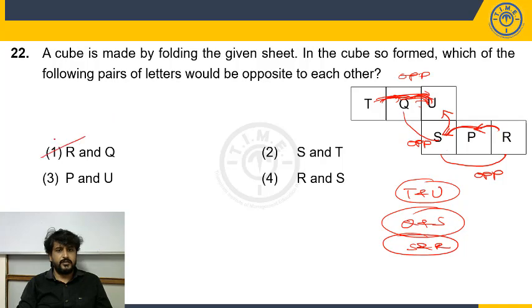So not this one. S and T? No. P and U? No. One minute. Sorry, not Q and S, Q and P. I'm sorry. No. R and S? Yes. So choice 4 will be our answer.